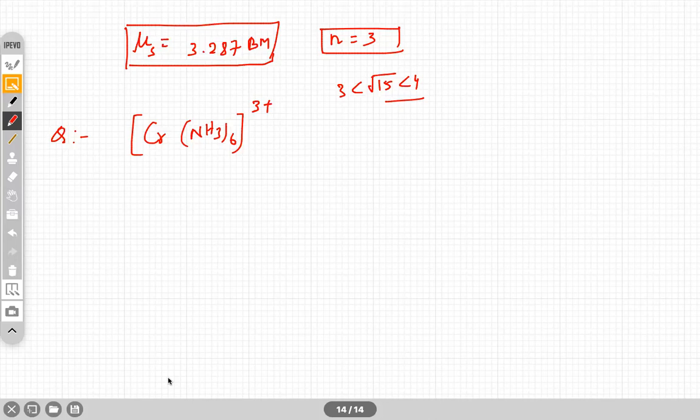Sir, what is the chromium configuration? Electronic configuration? Yes, sir. 4s1, 3d5. You should know it. Argon 4s1, 3d5.